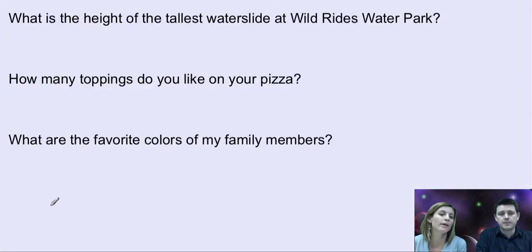Okay, for the next three, we want you to try them on your own. Press pause, do all three, and then press play to see if you're correct. Here we go. What is the height of the tallest water slide? Hopefully you had enough time to pause there before she started again. Oh, I haven't given you the answer anyhow.